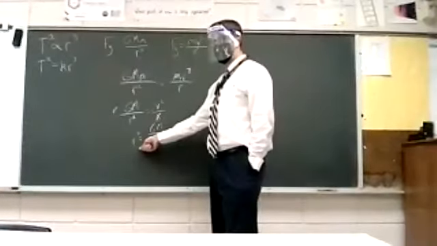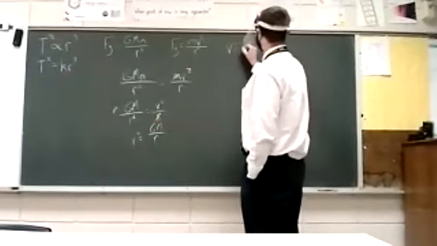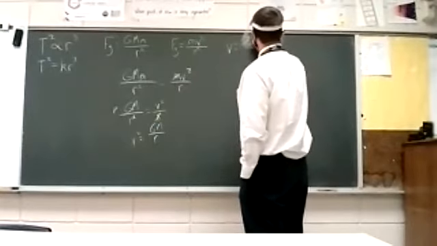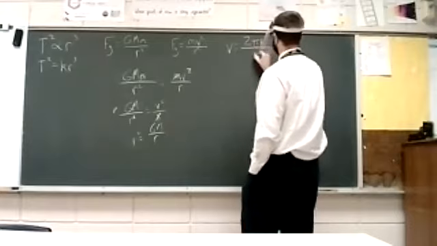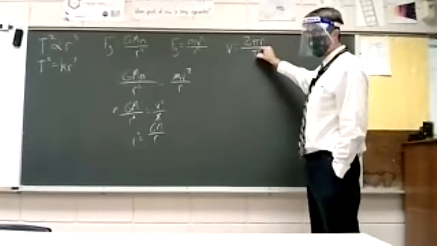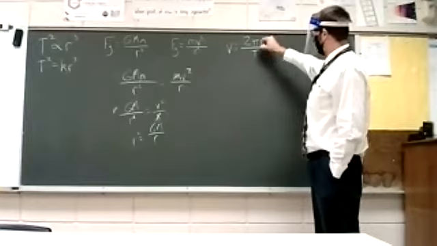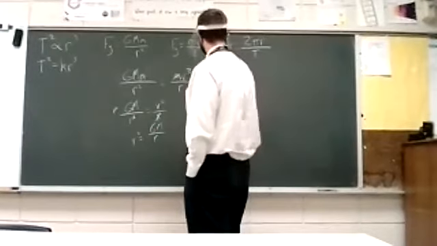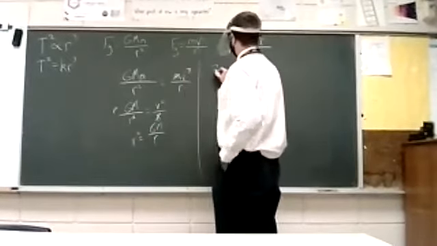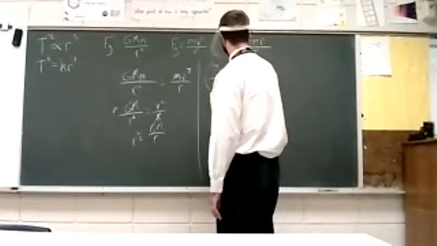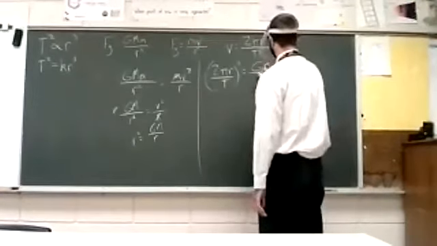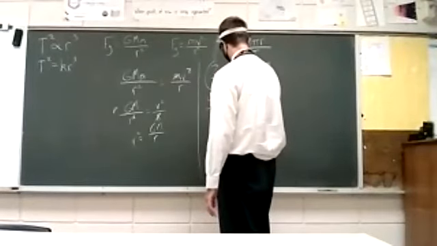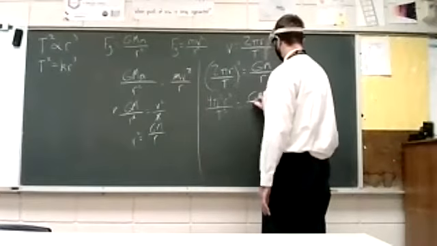What is the velocity of something moving in a circle? What's the distance something travels if it moves in a circle? 2 pi r over the time t, right? Velocity is distance divided by time. So velocity is the circumference of a circle divided by time for a planet. I'll plug that in for v over here. So we've got 2 pi r over t, quantity squared, equal to Gm over r. This becomes 4 pi squared r squared over t squared equal to Gm over r.